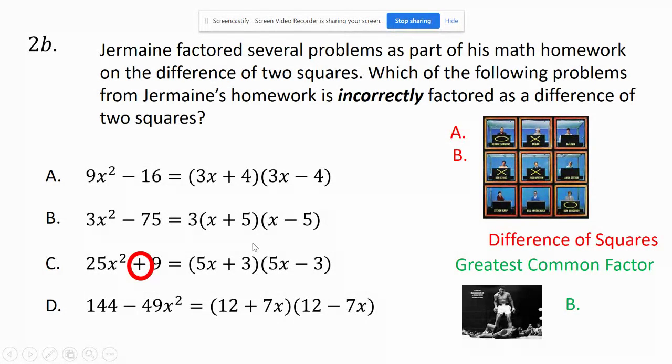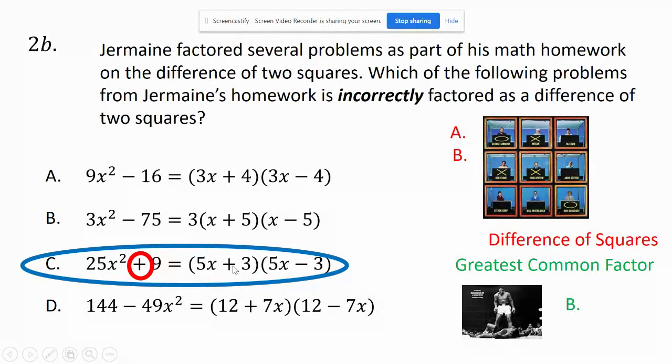Now I can tell C is my answer right away, because difference of squares only works if there's a negative sign. It doesn't work for a positive sign between the two terms. I mean, 25 and 9 are factorable, but it is not a correct answer because of that right there.